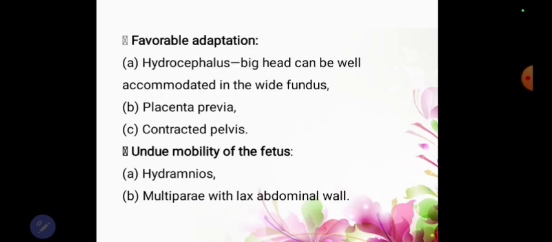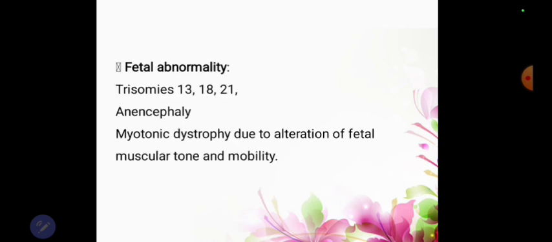Favorable adaptation: with hydrocephalus, the big head can be well accommodated in the wide fundus, so hydrocephalus prefers the breech position. Placenta previa: the lower uterine segment will be occupied by the placenta. Contracted pelvis. Undue mobility of the fetus: hydramnios, where there is excessive movement, and multiparous women with lax abdominal wall. Fetal abnormalities: trisomy 13, 18 and 21, that is Patau, Edwards and Down syndrome. Anencephaly and myotonic dystrophy, due to alteration of fetal muscular tone and mobility. These are risk factors for breech presentation.